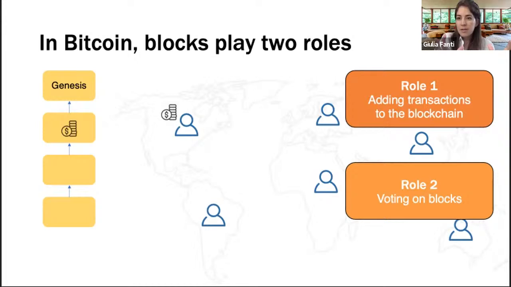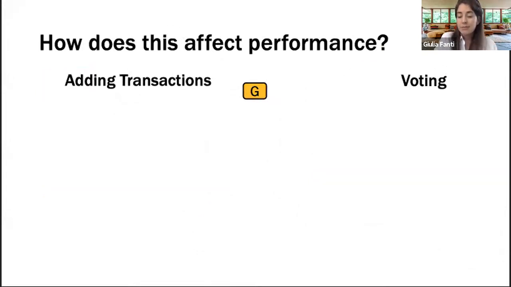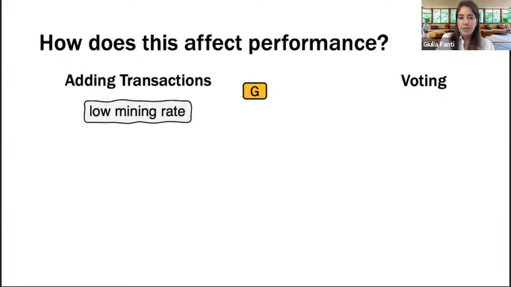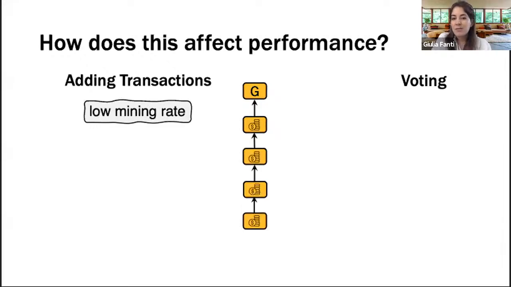So Nakamoto consensus has tied these two roles together into one object. How does that affect us in terms of performance specifically? Well, it affects us in two ways. The first is that in Bitcoin, due to security concerns, which I'll mention in a second, the mining rate has to be very slow. We're mining blocks at about 1 block every 10 minutes, which is really slow. And this low mining rate means that we're also adding transactions very slowly to our blockchain. And adding transactions slowly means that we must have low throughput.